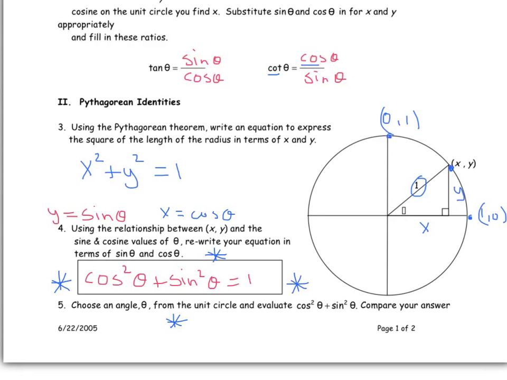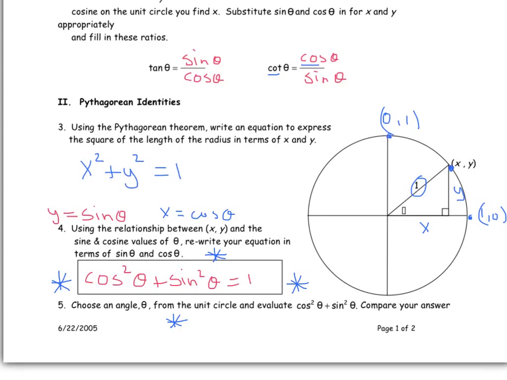Alright, so that is going to be the first important Pythagorean identity. We call it that because we used the Pythagorean theorem to generate that. And that's going to be your first important theorem, not theorem, but identity or relationship that you need to have memorized. All right?